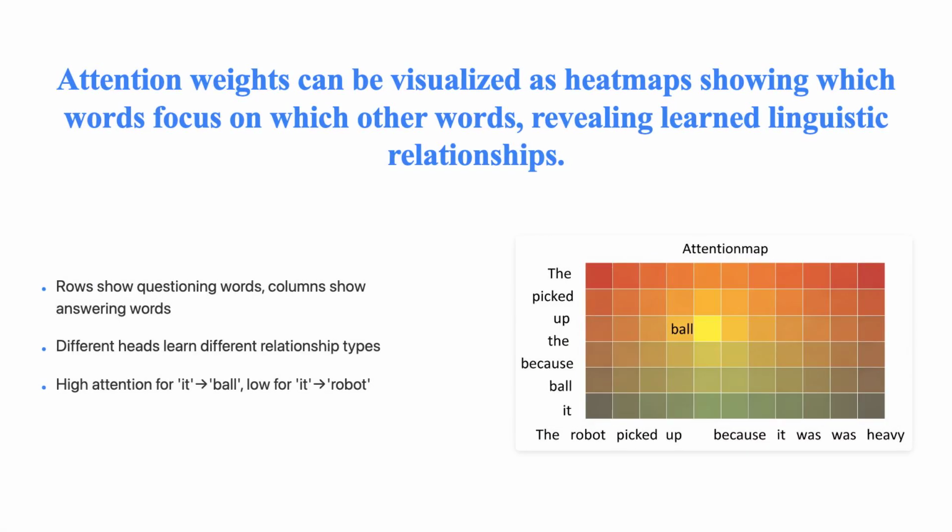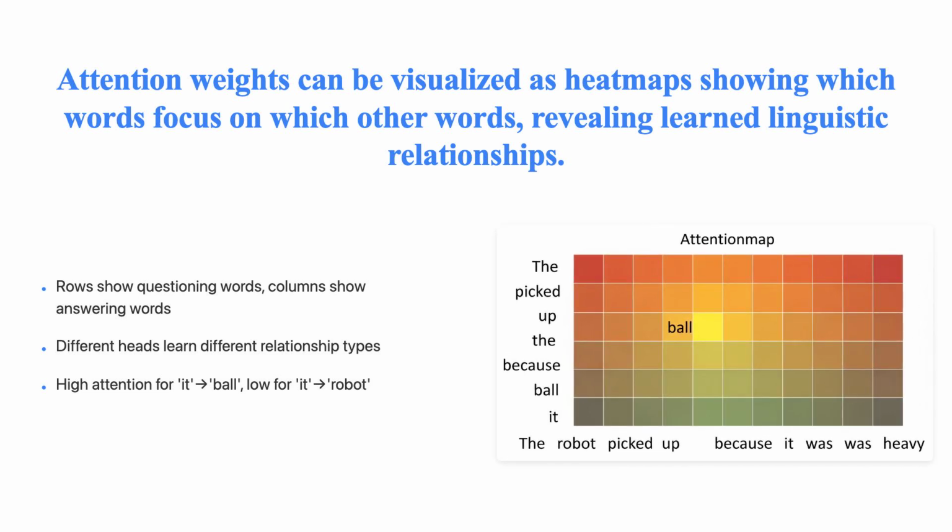Let's visualize what attention actually produces. Imagine a heat map where rows represent words asking questions and columns represent words providing answers. The intensity of each cell shows the attention weight, how much the row word focuses on the column word. Consider the sentence: The robot picked up the ball because it was heavy. When we process the word "it," we get a row in our attention matrix. The "it" row would show high attention weights for "ball," bright color, and low weights for "robot," dim color, because context suggests that balls, not robots, are typically described as heavy.